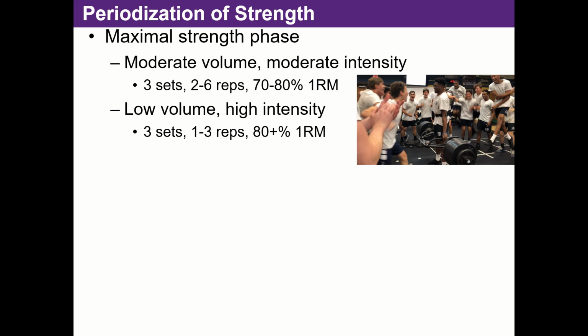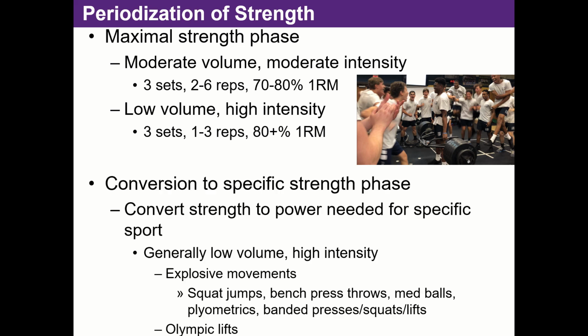And then later in the maximal strength phase, we can do low volume, high intensity, so 3 sets of 1 to 3 reps, 80% of their 1 rep max or higher. And again, this goes right into that conversion phase. So that low volume, high intensity stuff, heavy weights, relatively low number of sets, can lead into conversion.